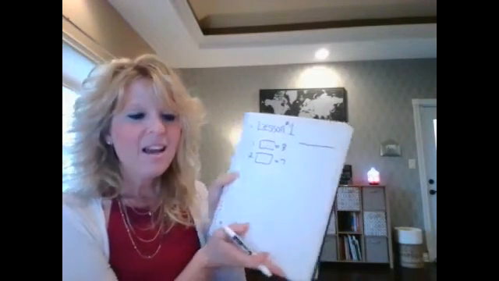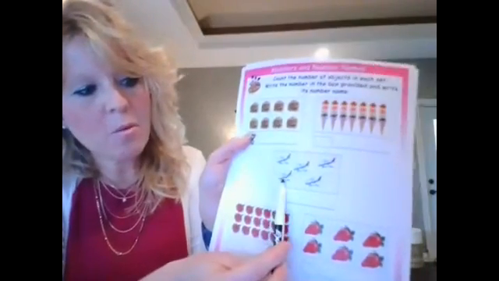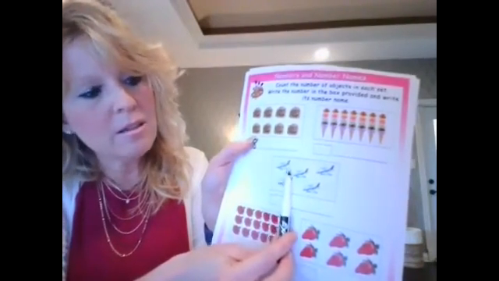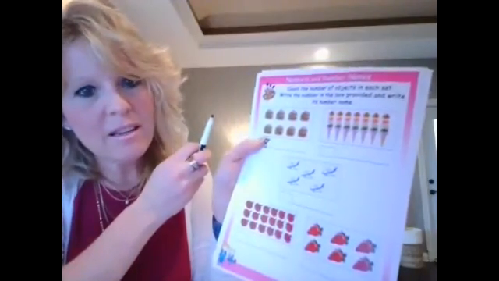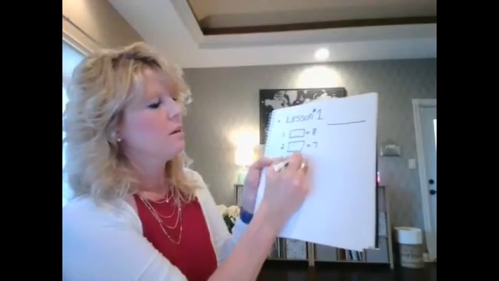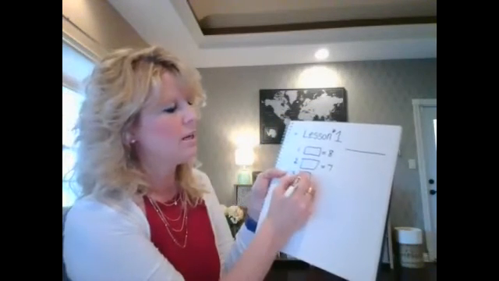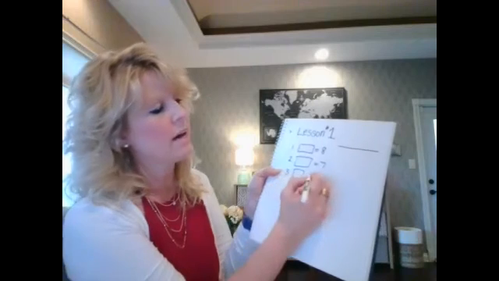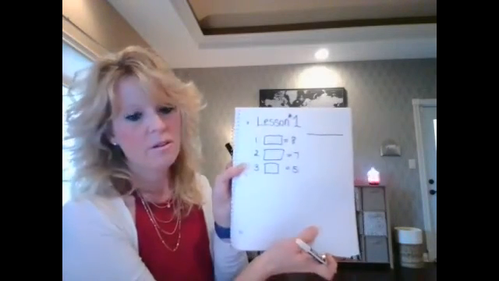All right, let's do our next one. This one has airplanes. Let's count them. 1. How many did you get? Should have gotten 5. So you're going to go to your paper, put number 3. And how many dots are you going to put? 5. 1, 2, 3, 4, 5. What does it equal? 5.